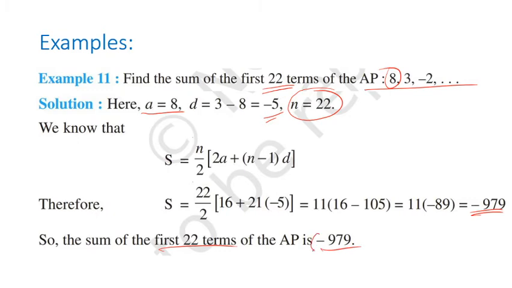Why is there a minus here? Because this arithmetic progression is decreasing, so the common difference is negative. So each term will be lesser than the previous one. That is why the sum is negative.